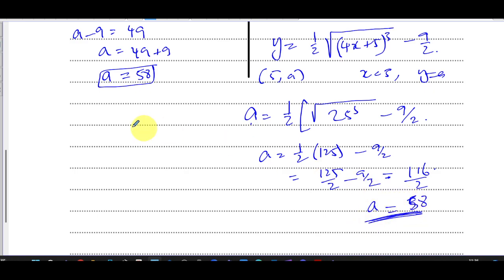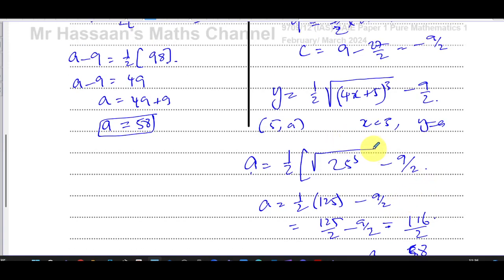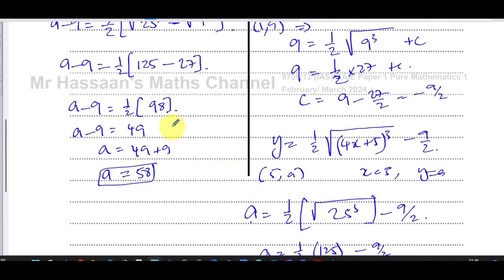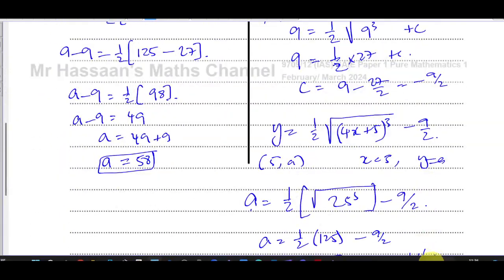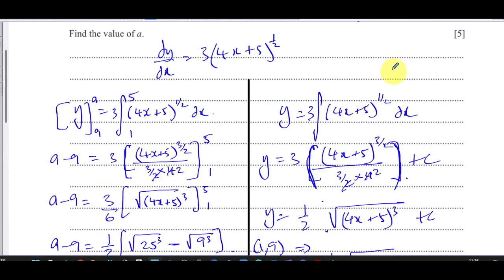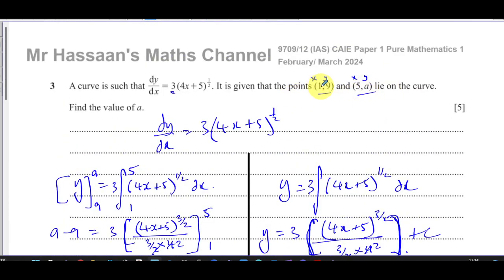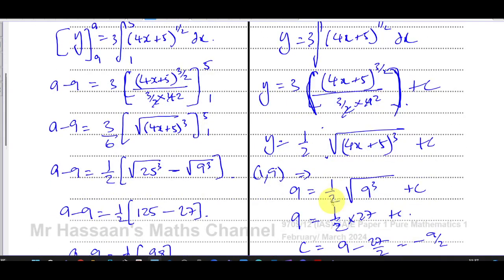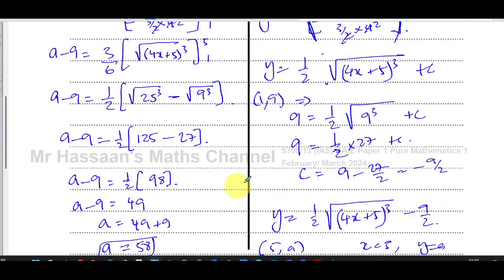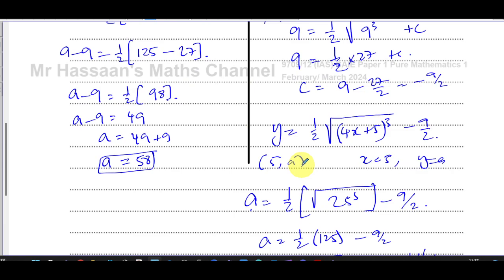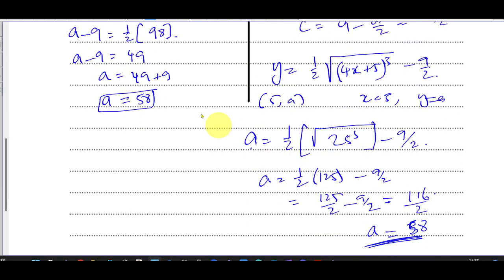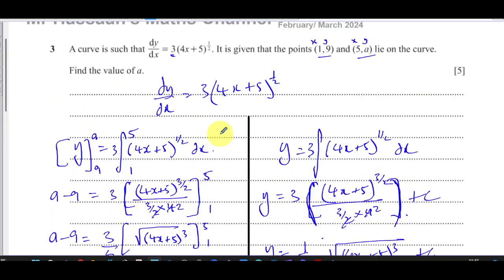Okay, so both ways give you the same answer. I personally much prefer this method over here, but both of them are perfectly fine. You can first use one pair of coordinates that you know both of them for to find the value of the equation, including what c is. And once you've got that, you can then use the other pair, one of them unknown, to find what a is. And of course, you get the same answer in either case.